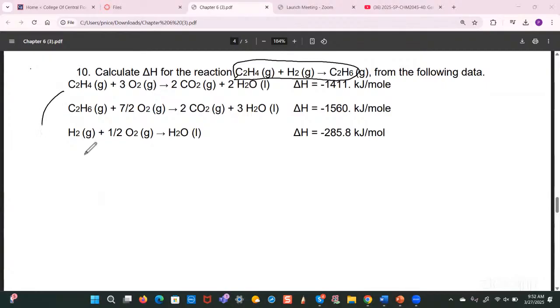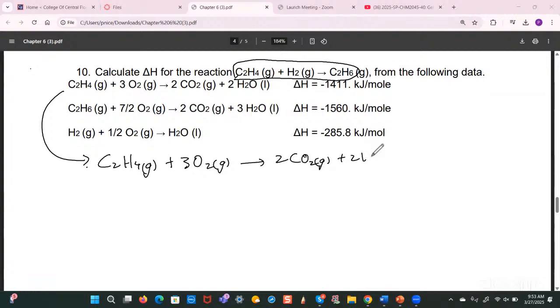Exactly, you don't have to do anything to this one. I'm just gonna rewrite it down here. C2H4. And the reason why, just in case you don't catch it, the C2H4 is on the right side here, and it's only one of them, so that means I will just write this down unchanged. 2 CO2 gas plus 2 H2O liquid. And delta H for that remains unchanged as well, minus 1411 kilojoules. Okay, what else?